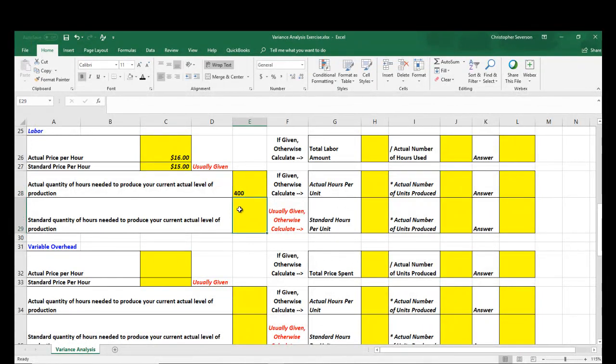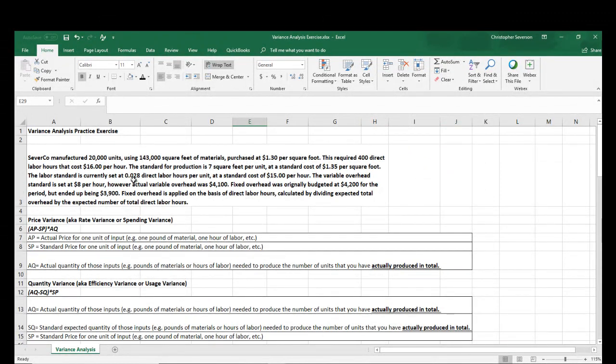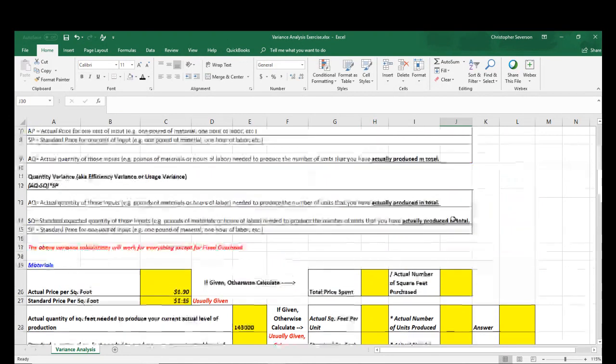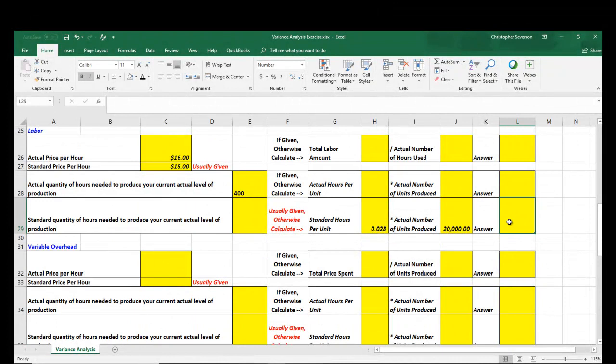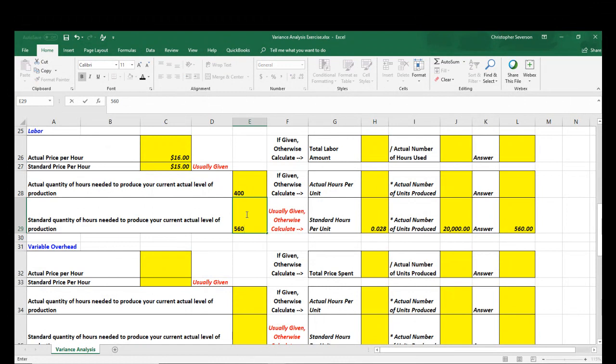We actually used 400. So for standard, the standard for labor is 0.028 direct labor hours per unit. We manufacture 20,000 units. So here, 0.028, which is rounding up, but we'll put it there, 0.028 times the 20,000 units. Make sure I got the amount right. Is 560 standard hours expected. So we used only 400. We used quite a few less than expected, so it should be a favorable quantity variance.